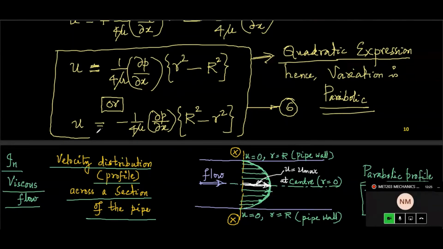So u is equal to minus 1 by 4 mu ∂p/∂x into (R square minus small r square). Velocity will not be negative. ∂p/∂x is negative, then one minus sign in front of that will make it positive. Then small r, this is the velocity at a radius r. So this expression we use for finding the fluid velocity or flow velocity at a radius r.